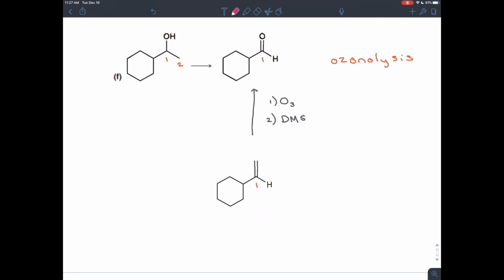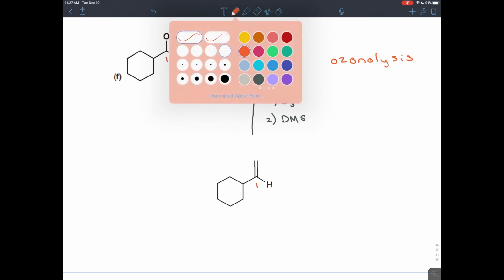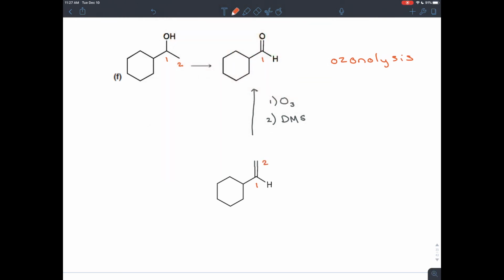Okay, so that's where we are so far. Now, if we number the carbons, you see there are 2 there. Notice that this bond has rotated a little bit, but those are the same 2 carbons. So what we need to do is to create a pi bond between carbons 1 and 2, just like we have here.